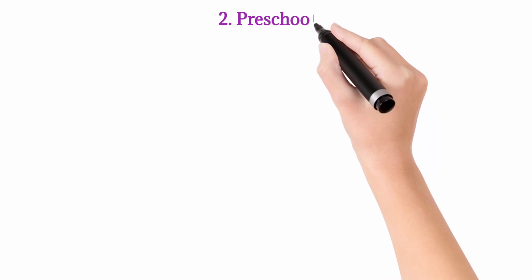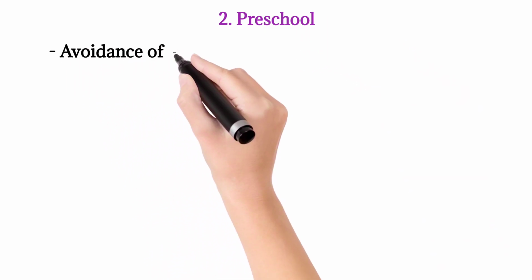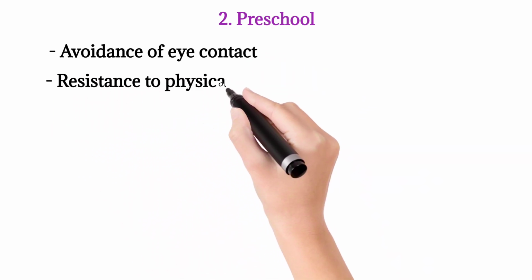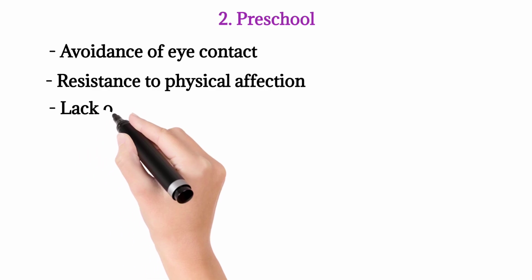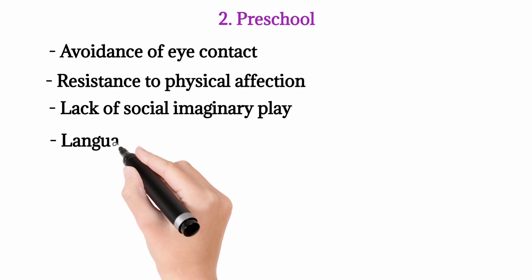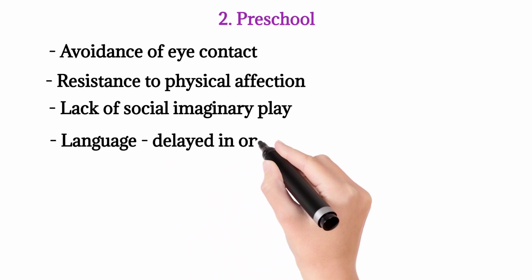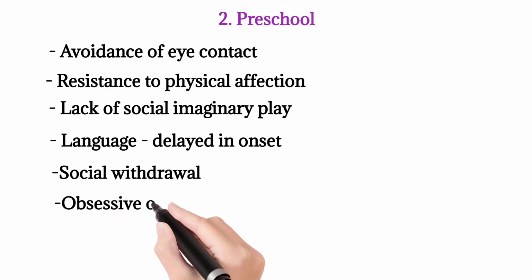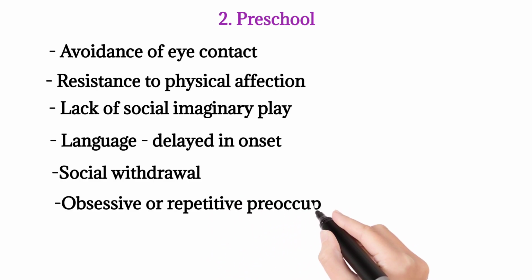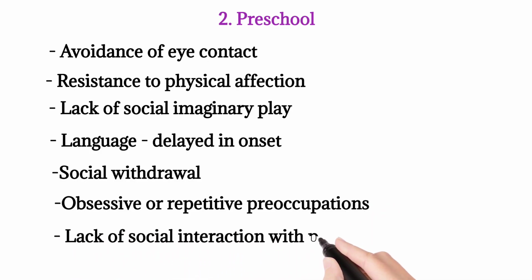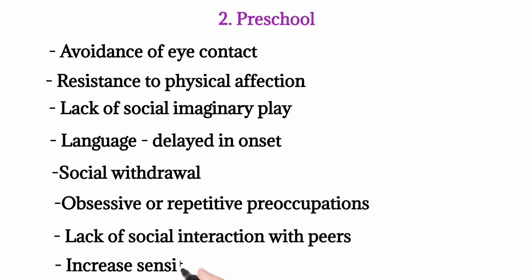In preschool, avoidance of mutual eye contact, resistance to physical affection, a lack of social imaginary play, language that is delayed in onset, social withdrawal, obsessive or repetitive preoccupation, lack of social integration with peers, and sensory sensitivity to everyday sounds or to foods are present.